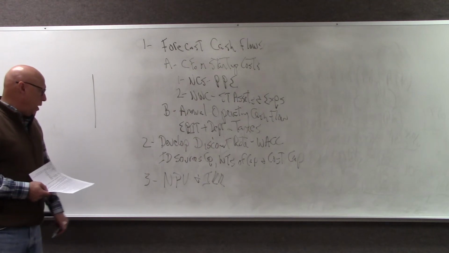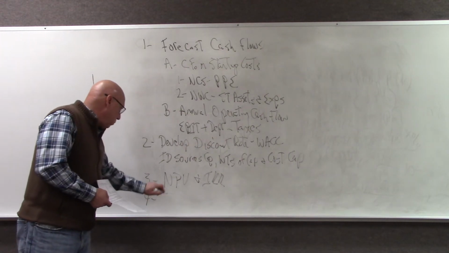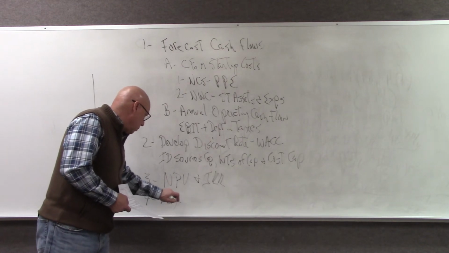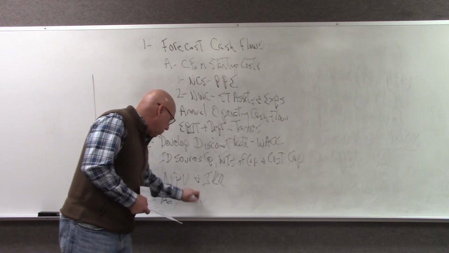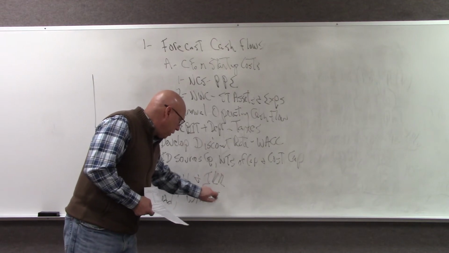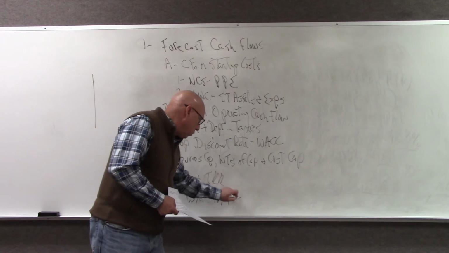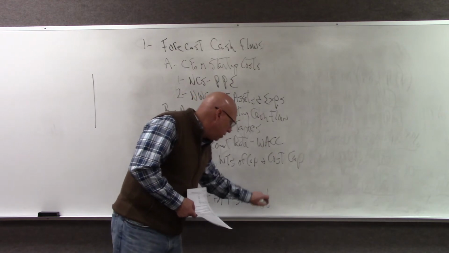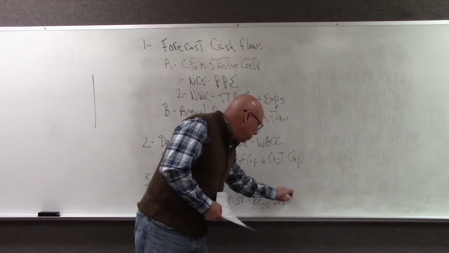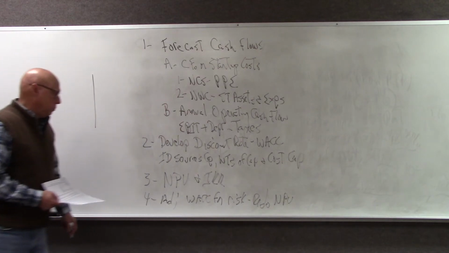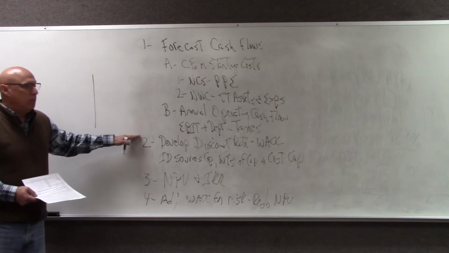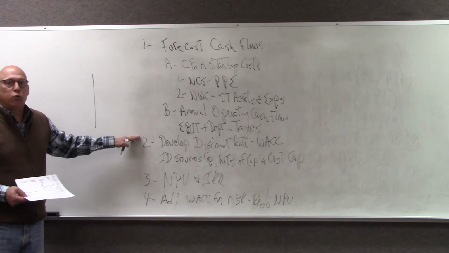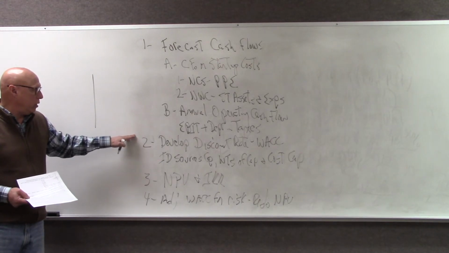Okay? And then we can add a fourth by saying adjust your WACC for risk and then redo your net present value. Once we come up with a WACC, we might have to make an adjustment. Each project has its own risk associated with it.